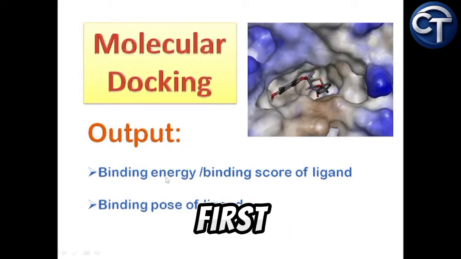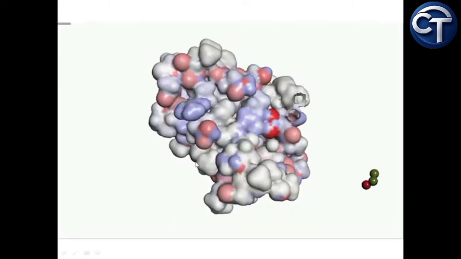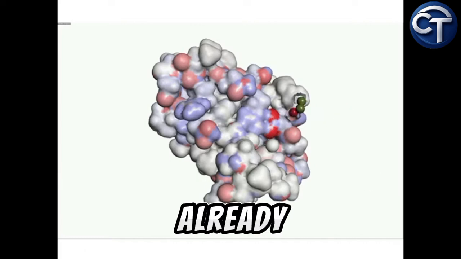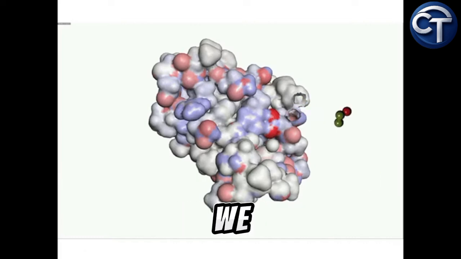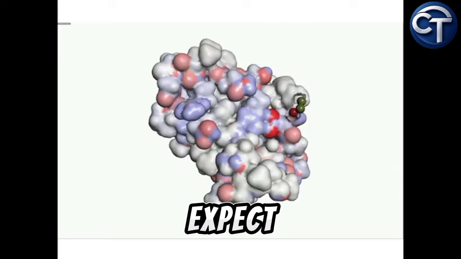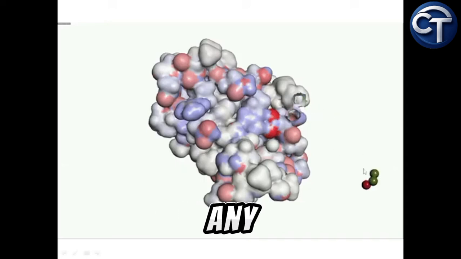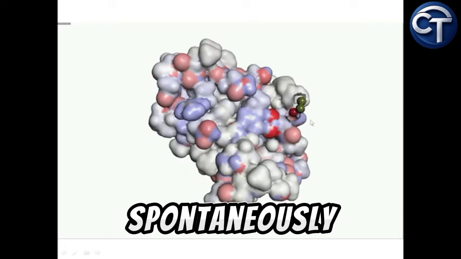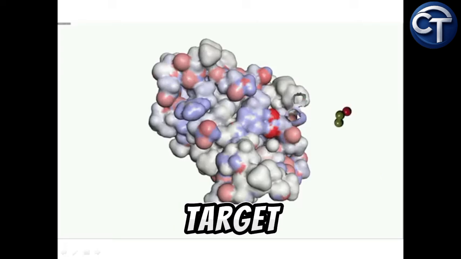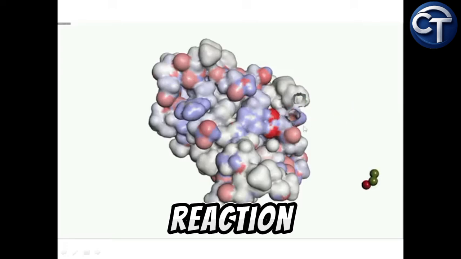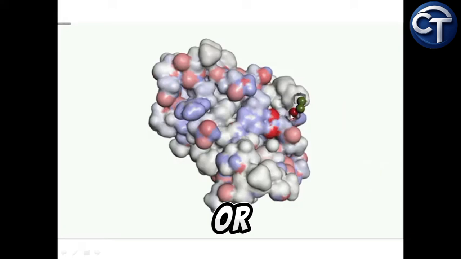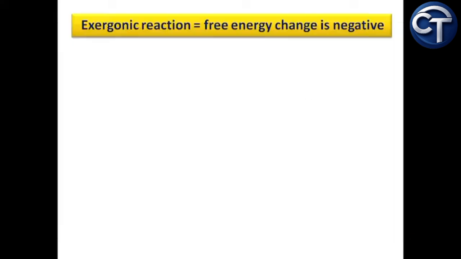So, let's discuss the binding energy. What is binding energy? Now you already know that in drug discovery, we search for the protein binder of a target protein. So we expect that when the ligand is present in the vicinity of any target protein, it will spontaneously bind to the binding site of the target protein. That means the reaction will be spontaneous or exergonic. Okay, in terms of thermodynamics, the reaction will be exergonic.